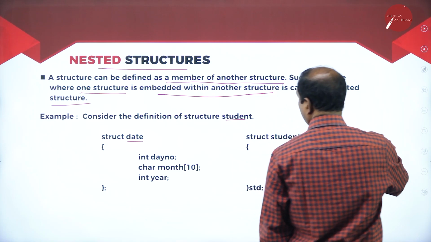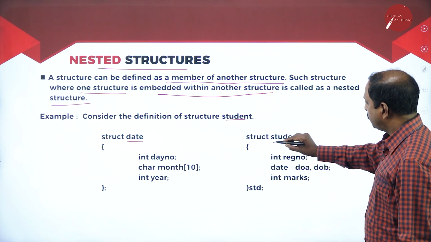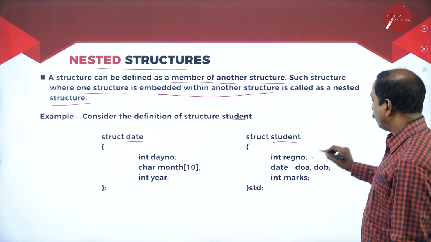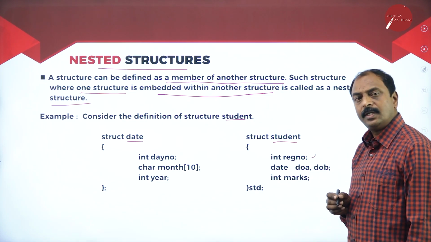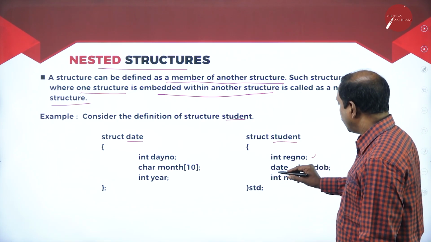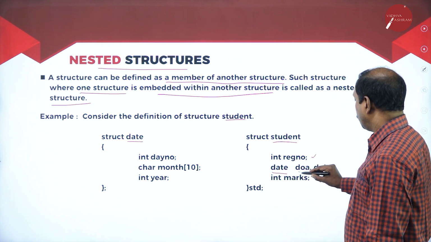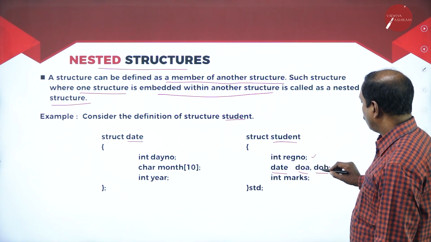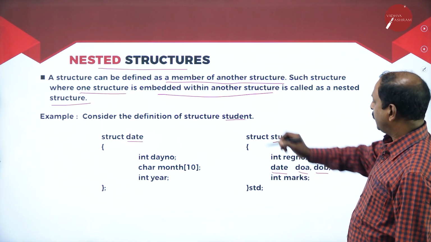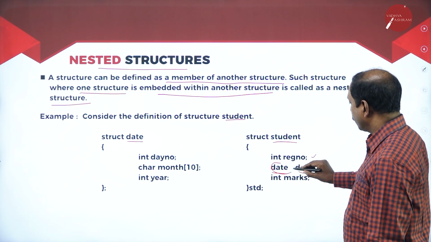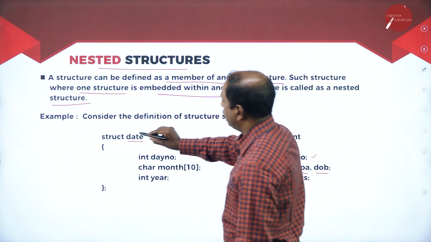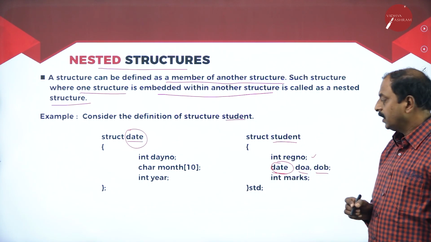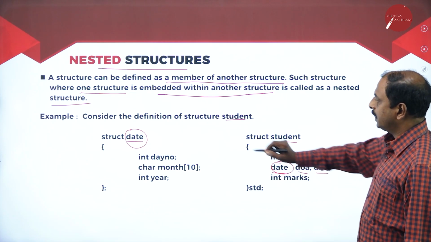In this example, struct student. This is another structure, and here int register number is one variable or one member, and the second one is date DOB. Look at the example here. This date is nothing but one more structure. If you look at this example, this date is another structure.